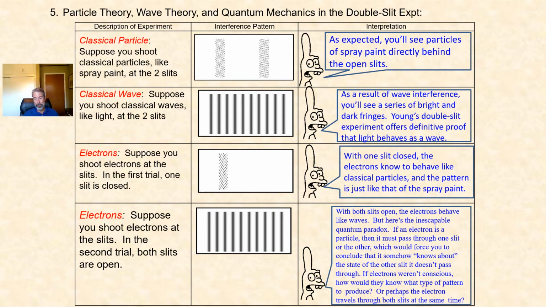To finish up Bongo's thought here, perhaps the electron travels through both slits at the same time. Something interesting to ponder. And if you're saying that this bothers you, well, you're in good company. Believe me, there are a lot of great scientists with great minds who are equally bothered by this quantum paradox that is proposed in this double slit experiment.